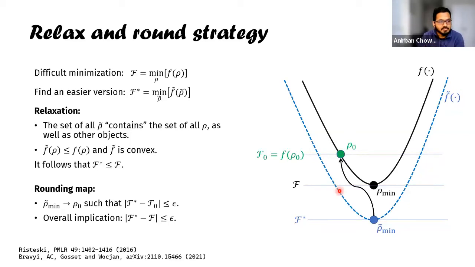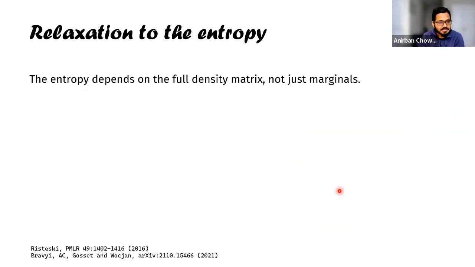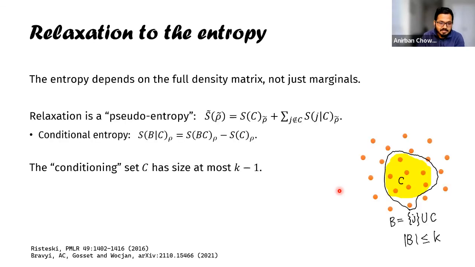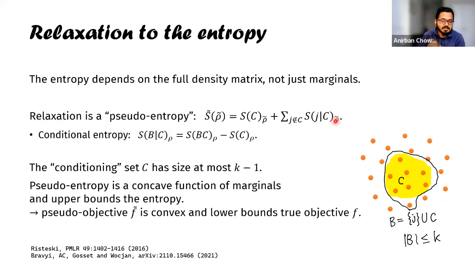Now, you can believe me when I say that the energy part of this free energy function is something you can compute if you just have access to local marginals. The issue will be the entropy, which depends on the full density matrix, its trace of rho log rho. To fix that, we have to define something called a pseudo entropy functional, which is almost like a mean field entropy, but instead of just being mean field, it also has some kind of conditioning. It's a sum of the entropy over some small subsystem C of size less than k-1, plus a bunch of conditional entropies, where the conditioning is on the set C.